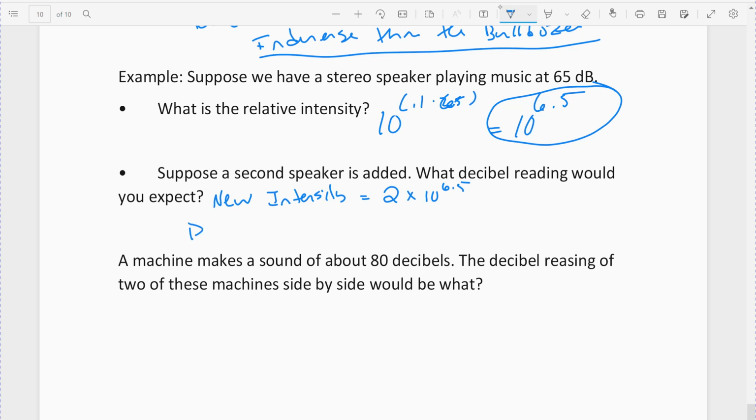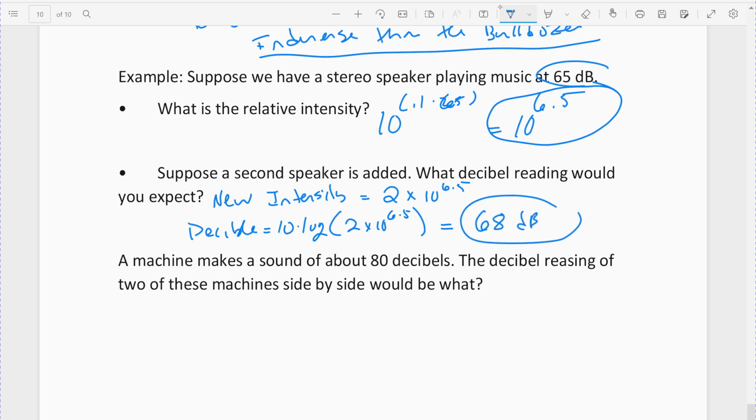The decibel reading: remember the decibel is 10 times the log of the intensity. So I'm going to plug that in exactly, 2 times 10 to the 6.5, for 2 speakers. The decibel reading, though, only goes to 68. So we went from a decibel reading of 65 to a decibel reading of 68.